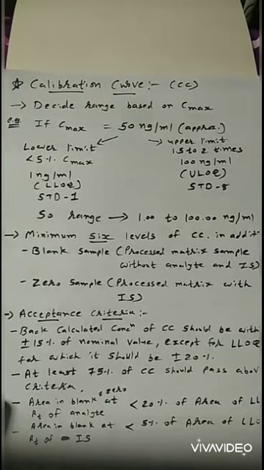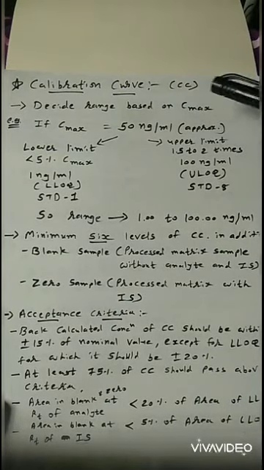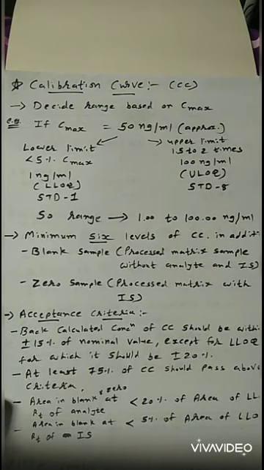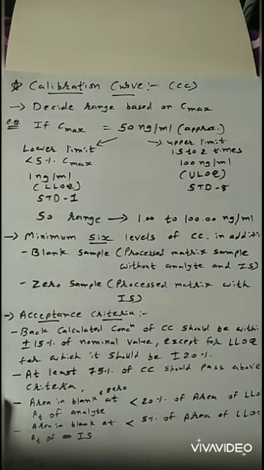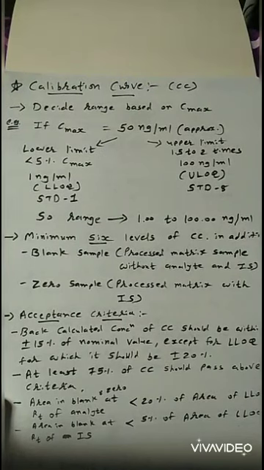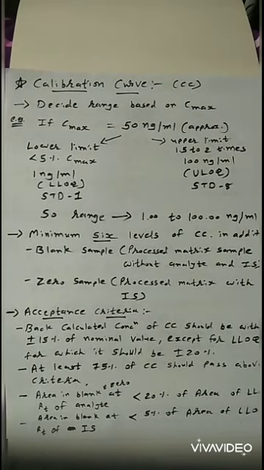Now we will learn about the calibration curve. First of all, what is a calibration curve? A calibration curve is the relationship between the instrument response and the calibration standard within the intended quantitation range. Before starting any validation, we should decide the range of the calibration curve. How can we decide the range of this calibration curve? We can decide the range based on the Cmax of the drug.